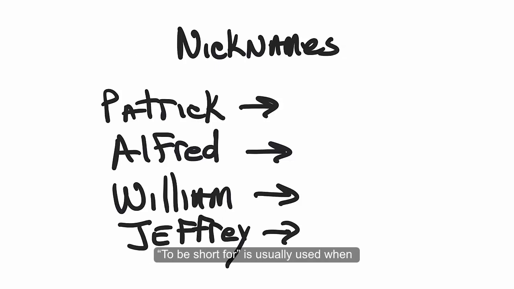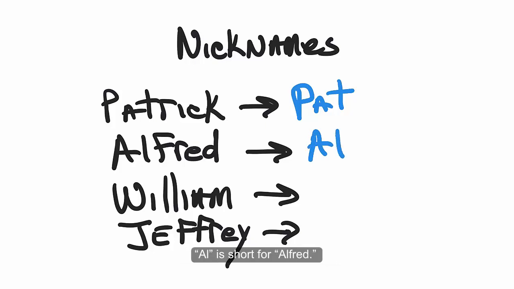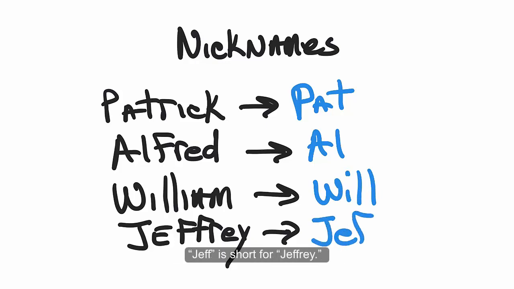"To be short for" is usually used when you have a long name and you want a shorter form of it, a kind of what we would also call a nickname. For example, the name Patrick can be shortened to Pat. So Pat is short for Patrick. Al is short for Alfred. Will is short for William. And of course, most importantly, Jeff is short for Jeffrey.